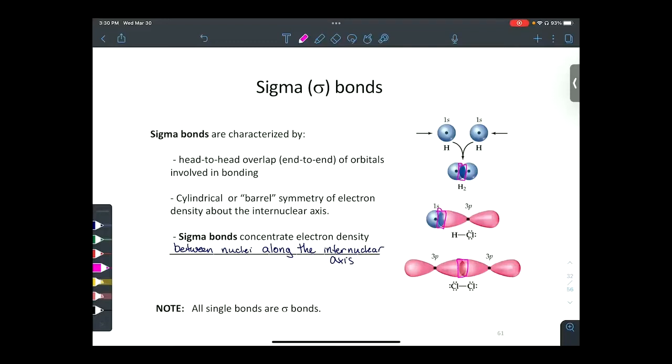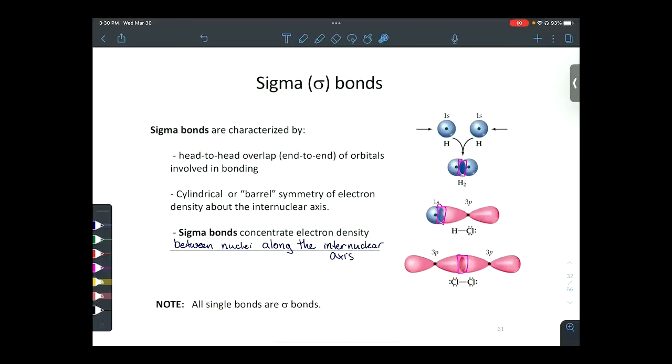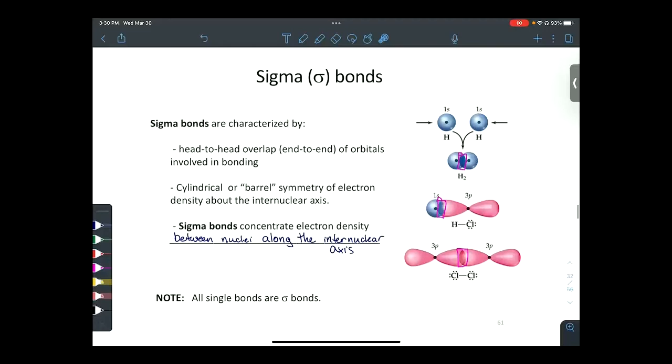These interactions are fairly strong. They give us the best overlap, so they give us the strongest type of bonds. What sigma bonds do is concentrate electron density between the two atoms that are involved in the bond. All single bonds are sigma bonds. And in all of our double, triple, quadruple bonds, the first component is always sigma.